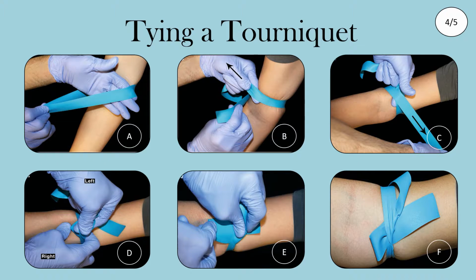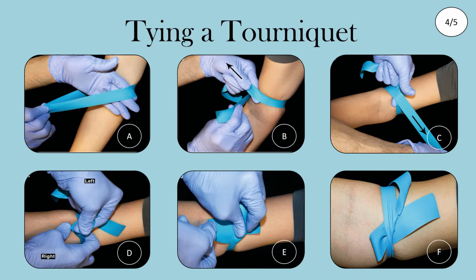Ideally, tourniquets are applied to bare skin. More experienced nurses will apply them over clothes, but it is good practice to apply them directly to the skin. Let's go ahead and break down each picture step by step. Picture A. Grab the tourniquet with your right and left hand and stretch it as far as you can behind the back of the arm.